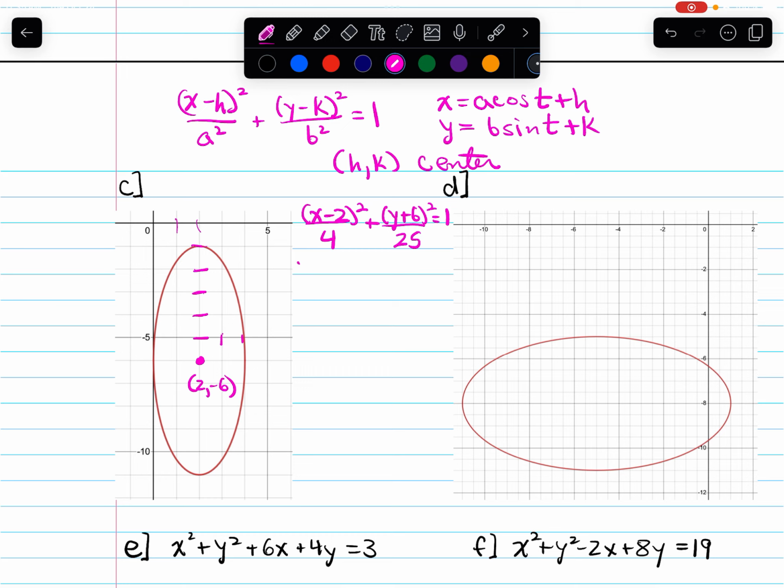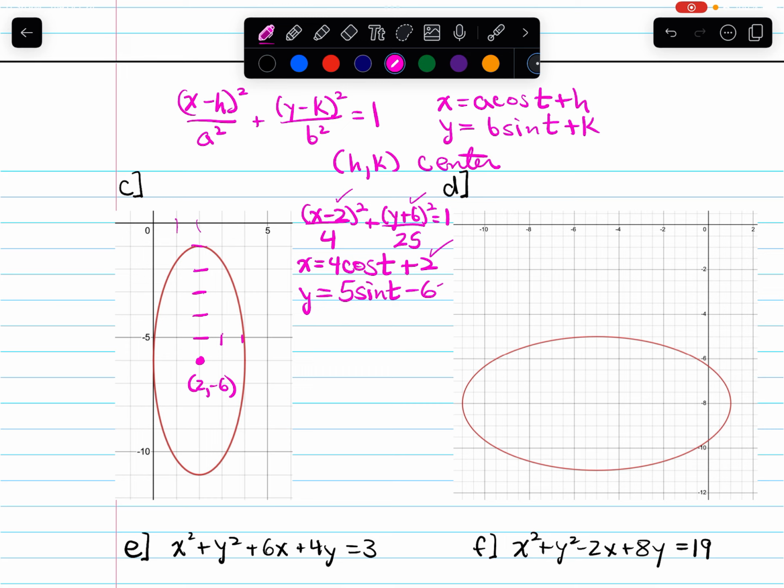I square it. So x is equal to 4 cosine t plus 2, and y is equal to 5 sine t minus 6. So just be sure you have these numbers. Remember, in the parentheses, you're going to have the opposite. 2, negative 6 becomes negative 2, positive 6. But in the parametric, this is exactly the center, 2 and negative 6. Okay, so let's look at this other one.